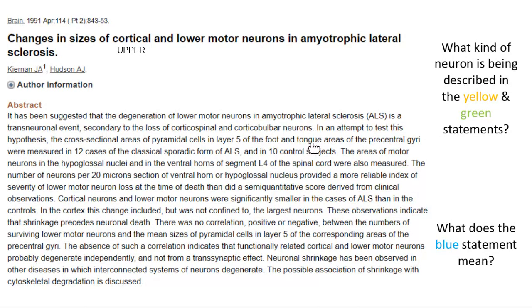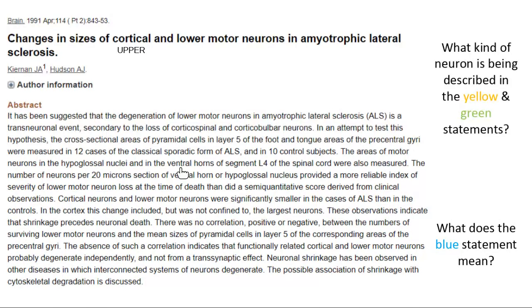And then they went down and looked at the size of the neurons that lived in what's called the hypoglossal nucleus, which is the part of the brain stem that controls the tongue, and down in the ventral horns of the lower spinal cord, where we're sending out neurons that control the foot. They looked at the upper motor neuron up here in the precentral gyrus. They looked at the lower motor neurons in these two places.